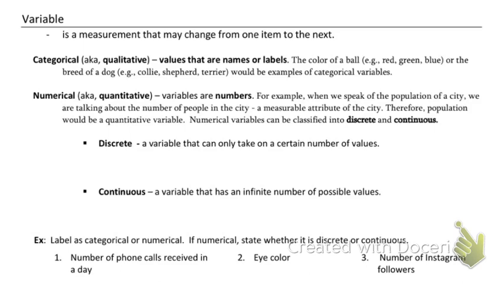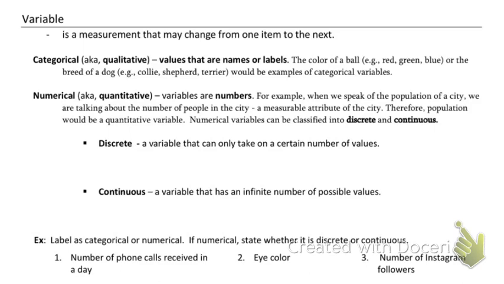Numerical, now be careful when you're thinking about this. Their variables are numbers. Just because it's a number doesn't mean it's numerical. In order for it to be numerical, it has to be some sort of measurement using numbers. For example, when we speak of the population of a city, we are talking about the number of people in a city. I'm measuring the size of the city by number of people. So population would definitely be a quantitative variable.